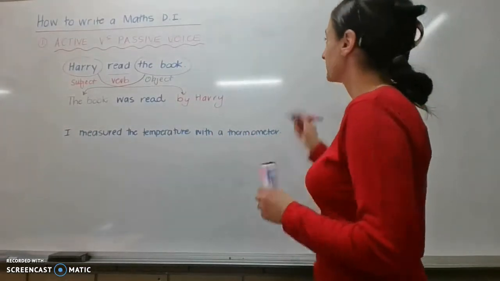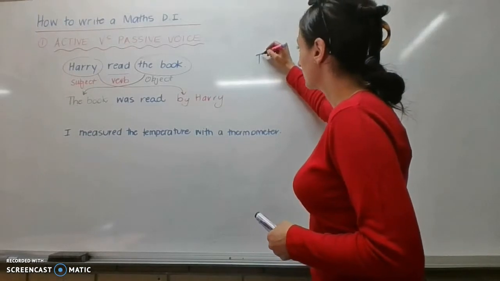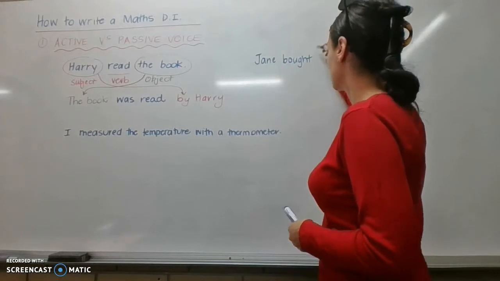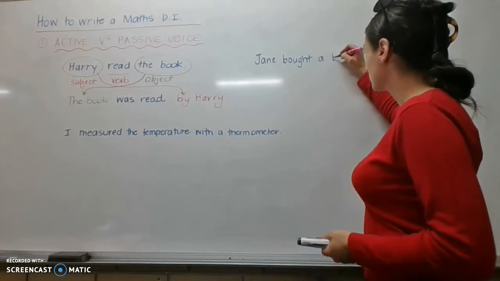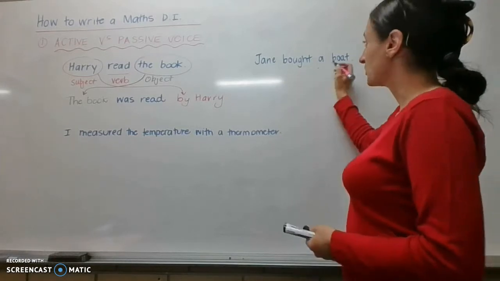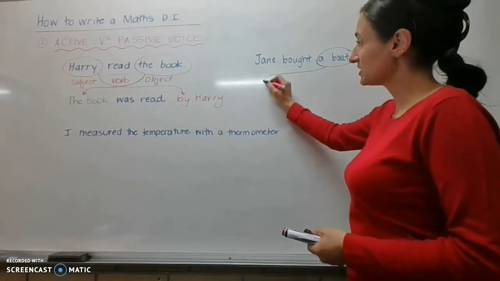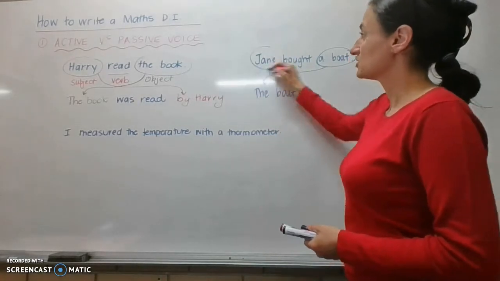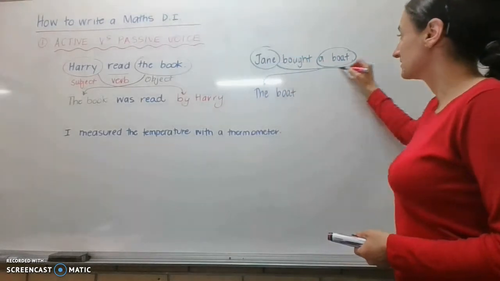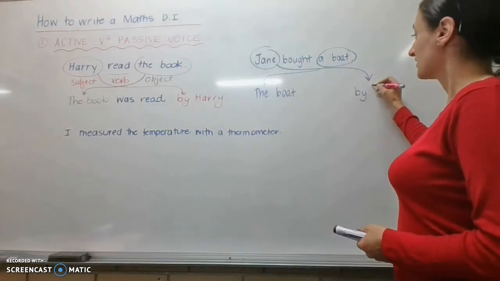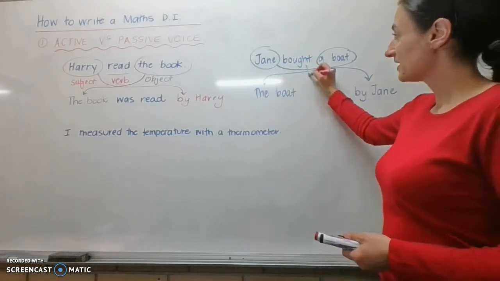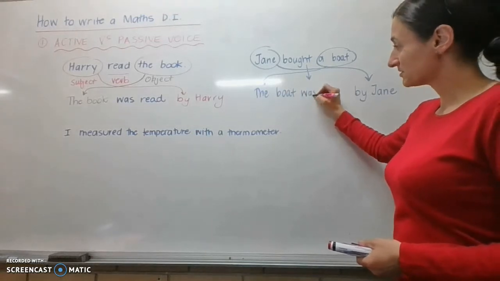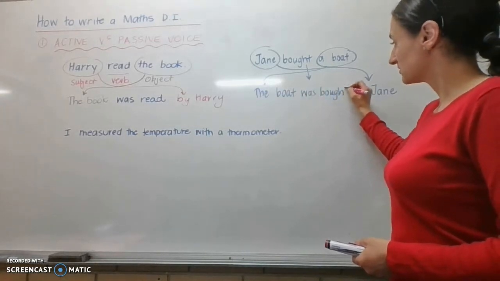So if I say, Jane bought a boat, the boat will become my new subject. Jane will become the person who did it, by Jane, and my action, my verb, will become the boat was bought by Jane.